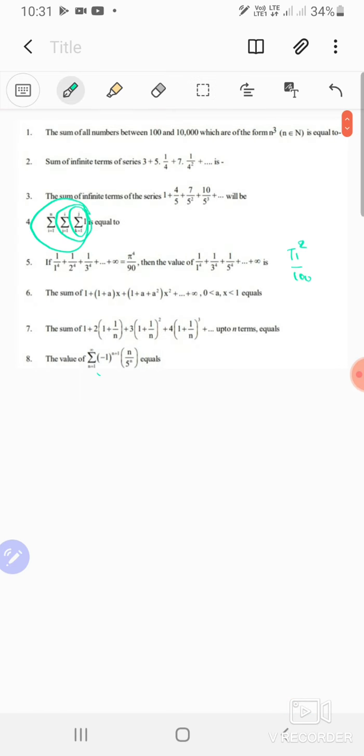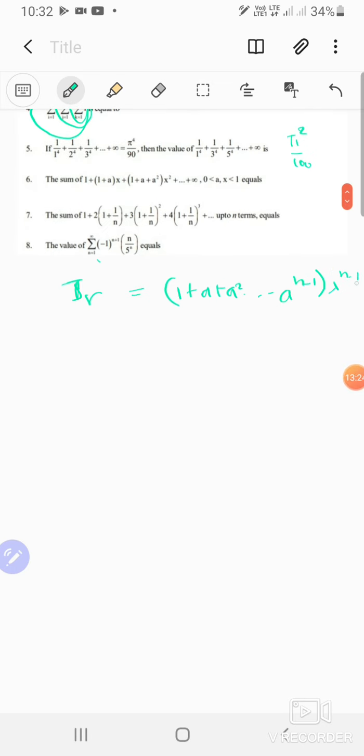Fine, the next thing is the sum of 1 plus (1 plus a) into x plus (1 plus a plus a squared) into x squared, and so on. Oh god, that's very weird. Fine, so what's the general term of this thing? So general term Tr, that is going to be 1 plus a plus a squared all the way till, for r equals 1, you just have 1, right? So I think it's supposed to be a to the r minus 1 power, into x to the r minus 1 power as well.